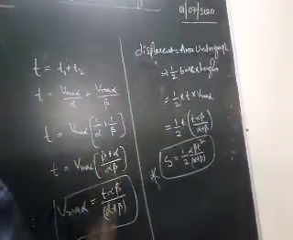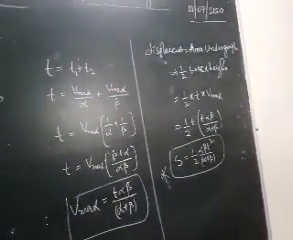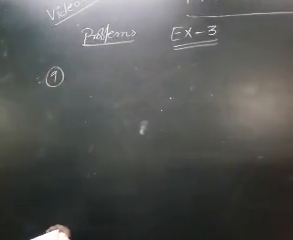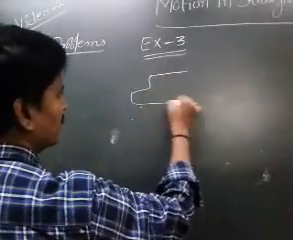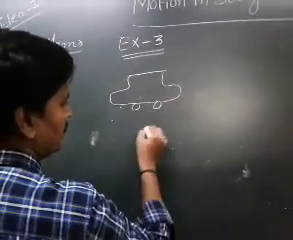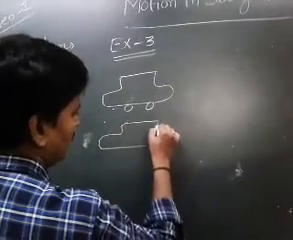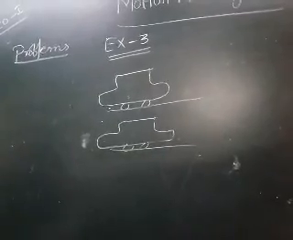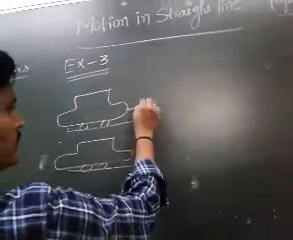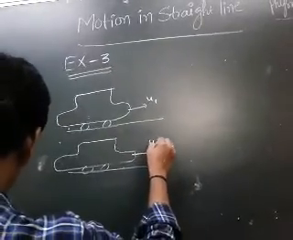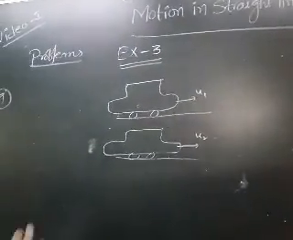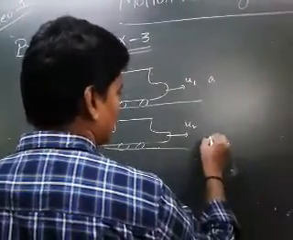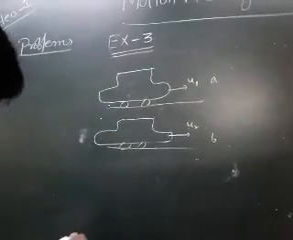This is an additional question. Next, two cars start a race with velocities. This is the first car, and this is the second car. The first has velocity u1 and the second has velocity u2, traveling in a straight line with accelerations A and B. The acceleration values are also mentioned.